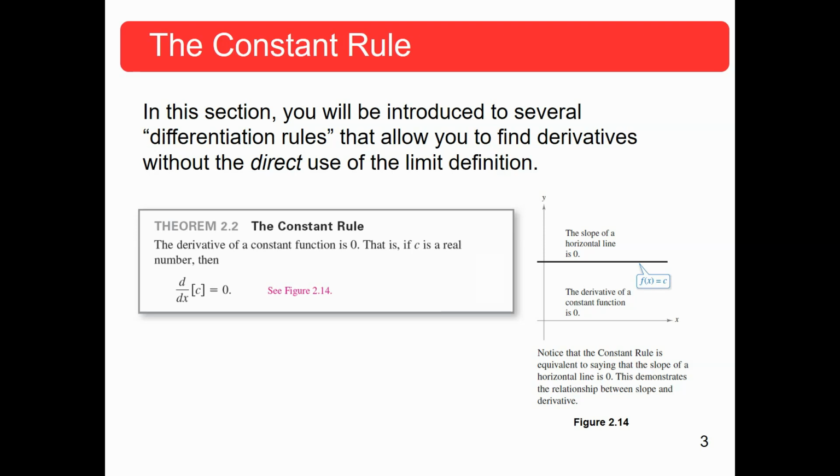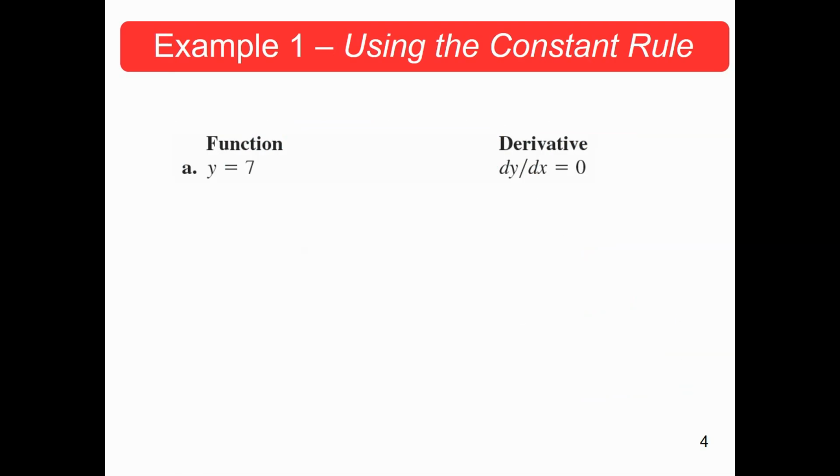Why? Because a constant has a slope of 0, right? A constant is just a horizontal line, and the slope of a horizontal line is 0. Now, if you don't believe me, let's do a little example. So if y equals 7, let's use the limit definition.